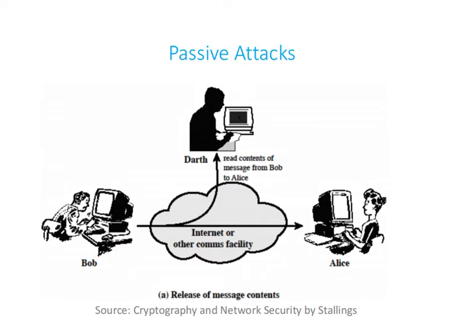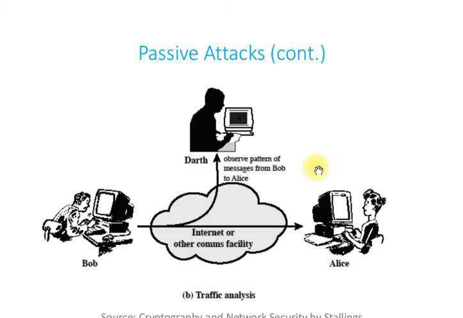So we have Bob trying to communicate to Iris on the other end, via internet or other comms facility. Now here is another guy there. He reads the contents of a message from Bob to Iris without permission. So that is a passive attack. We'll understand the difference as we get to look at the active attacks. So he observes a pattern of messages from Bob to Iris.